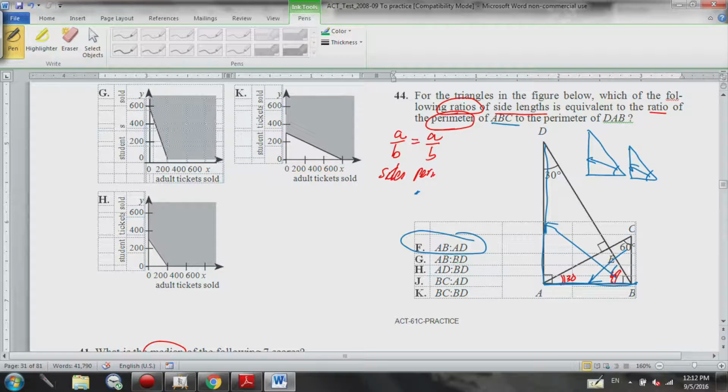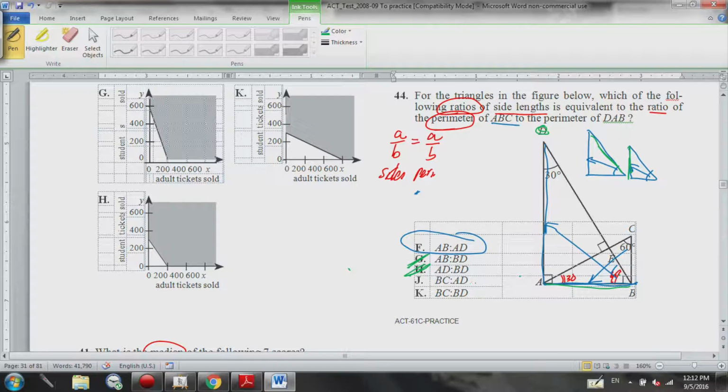Now AB to BD, that's AB over here to BD over here. That makes no sense because they're not corresponding sides. That's a side and that's the hypotenuse. That's like saying this side to this side. They're not corresponding sides, so that doesn't work. AD to BD: AD is the big side over here, but that makes no sense because BD is part of the one big triangle.